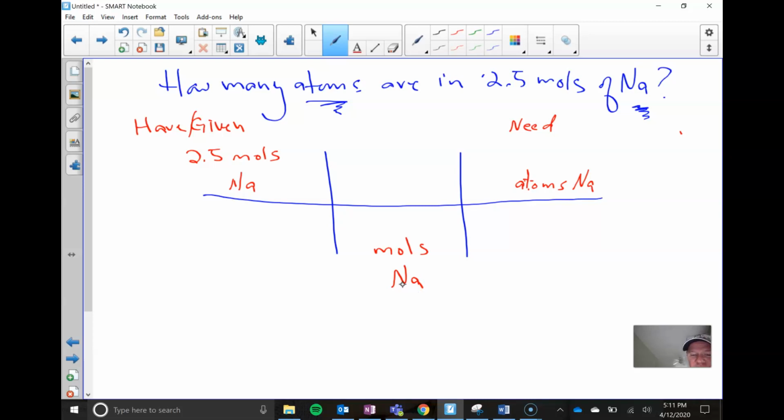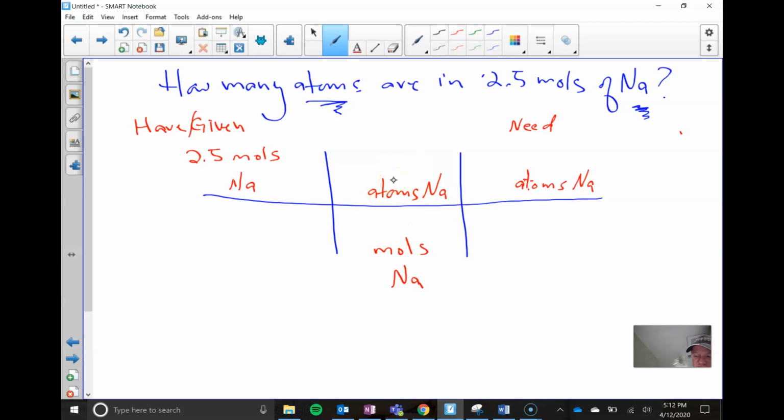Because anything that's on top and bottom will cancel out. So that's going to allow me to cancel moles of sodium out and move away from that unit to try to get to the unit that I need, which is atoms of sodium. Okay, so now that I've put my units in there, I can put my numerical relationship and values.